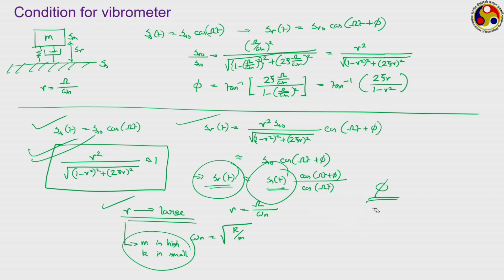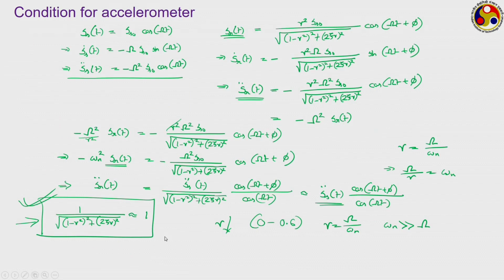For a vibrometer, we want r to be large. So, this omega n has to be much smaller compared to omega, and correspondingly we have this condition. We want omega n to be small for a vibrometer or velometer, whereas for an accelerometer omega n has to be much larger. And how can omega n be larger? Omega n being root over k upon m.